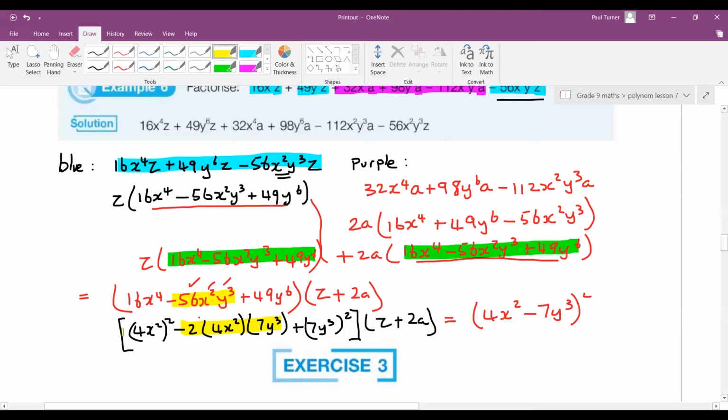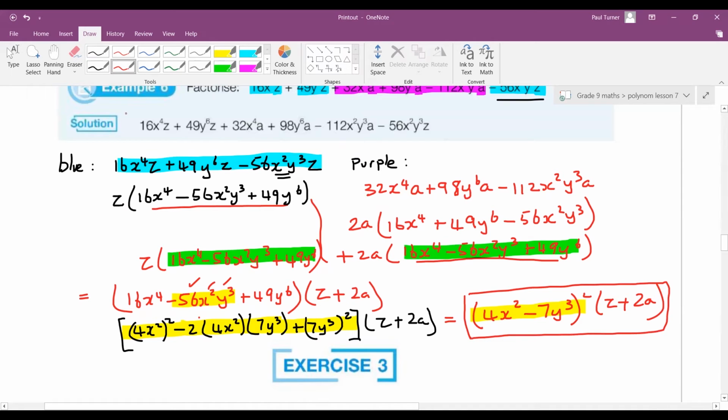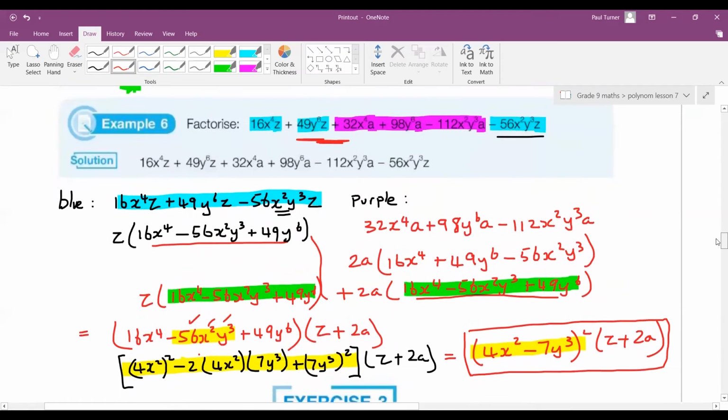So that is this yellow part here. So that bit is here as a complete square. And then we have the z plus 2a on the end there. 2a. So that's finished. This is your answer here. Okay, so if you expand that, you'll end up getting back to your question up here. So these are your factors. So that's used for question 9 and 10.